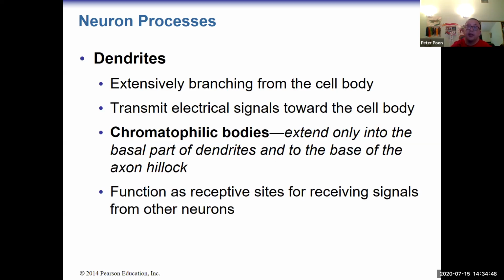Dendrites extensively branch from the cell body. What they do is transmit electrical signals toward the cell body, so dendrites are the receivers of information. The chromatophilic bodies only extend to the basal part of the dendrites and to the base of the axon hillock.